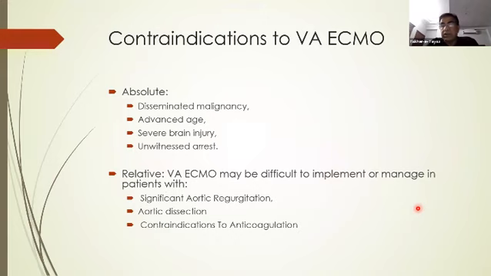If the patient has severe brain injury, we don't put them on ECMO. And if there is an unwitnessed arrest, we don't know how much the downtime is, so we usually don't do ECMO on them. A relative contraindication is concomitant aortic regurgitation or aortic dissection, because it is going to be difficult to manage. We will not be able to manage the flows and the heart will get distended. And as we know, we will require anticoagulation throughout the procedure, so if there is a contraindication to anticoagulation, then we will not be able to put the patient on ECMO support.